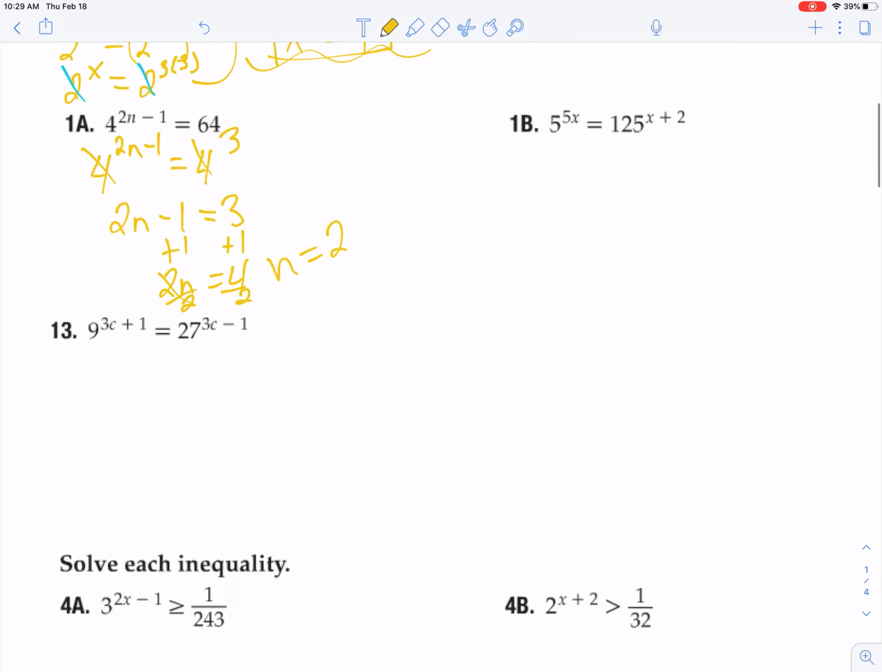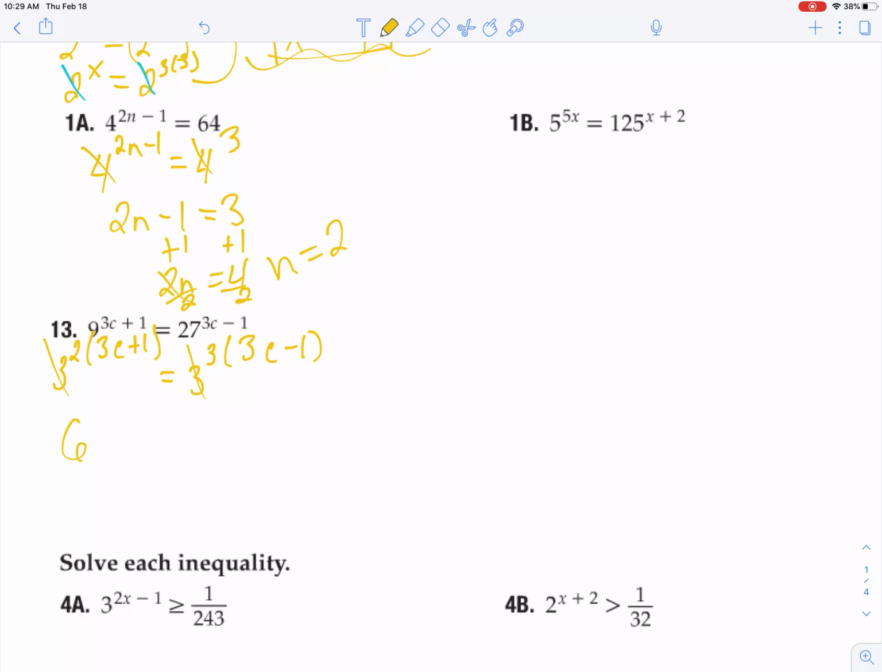Now let's talk about number 13 here. Number 13 is going to do something really interesting. Because 9 to whatever power will not give me 27. But I noticed in my Powers Pocket Guide that 3 squared is that 9. Notice how I just write the entire parentheses there? And 3 cubed is 27. So you can actually change both bases to get them to be the same. So now I would have 6c plus 2, do you see what I did there? Equals 9c minus 3. Okay, you can solve that from there.